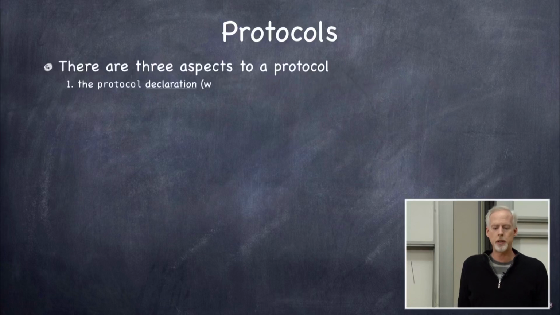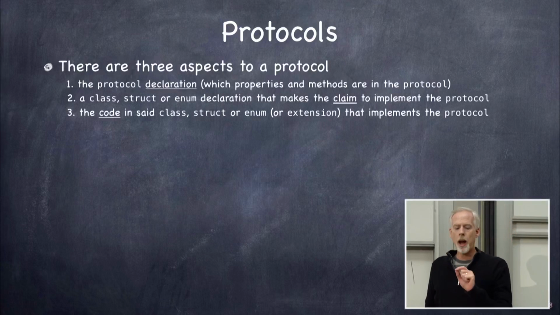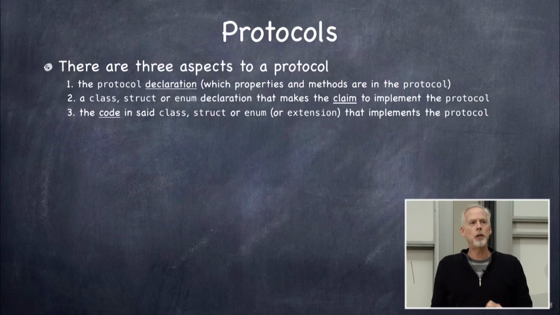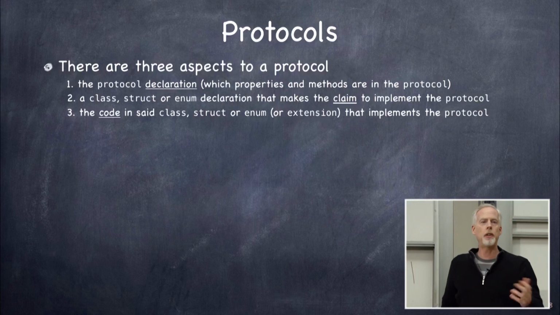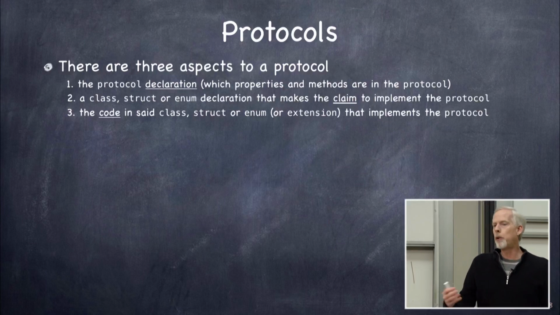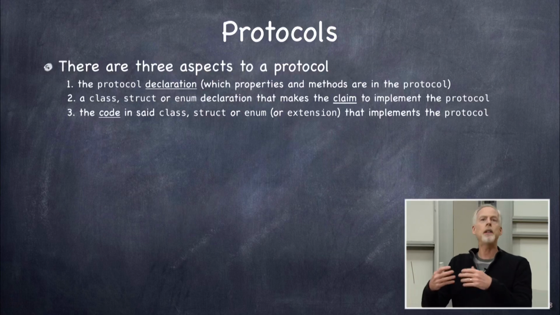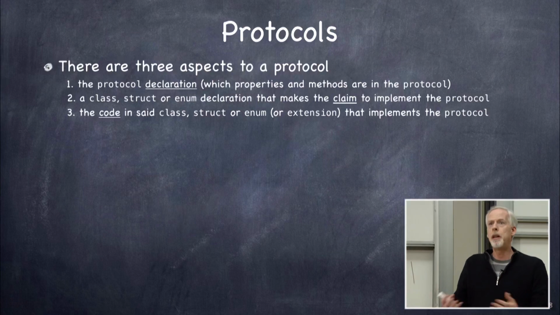That's very important to understand. All right, so let's dive into what a protocol is. There's three parts to a protocol. One, there's the declaration of the protocol, just like you have a declaration of a class or an enum or struct. For a protocol, that's just a list of methods with their arguments and return values and a list of vars. Okay? That's it. That's what a protocol is, a declaration.